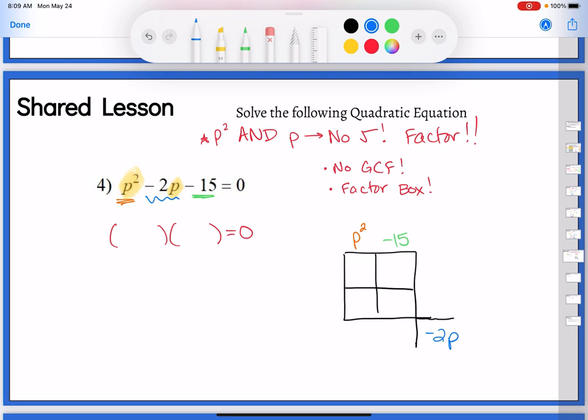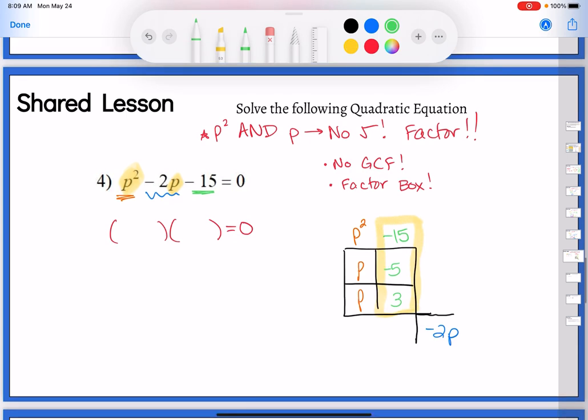So if I think, okay, what times itself gives me p squared? Well, that's got to be p times p, right? And what multiplies together to give me negative 15? Now this is where you can fill in with all kinds of different numbers, right? But I'm thinking 5 and 3. 5 times 3 would give me 15, but it needs to be negative 15. You can mess around with your negatives a little bit, but put them all in this second column, right? Anytime you need a negative, it needs to go here. Thinking if it's going to add up to negative 2, the 5 has to be negative, right?